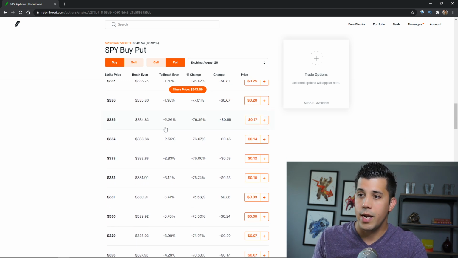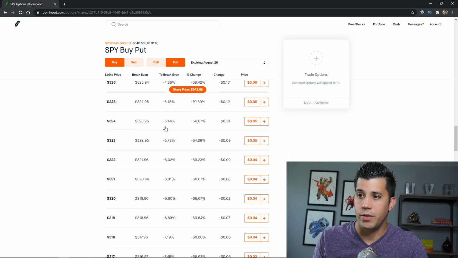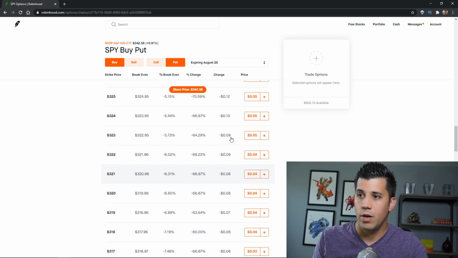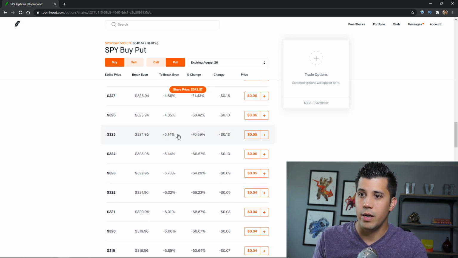And what I'm going to do is go for something cheap, just for example purposes only. Kind of go down here, something that costs like 2 cents or 5 cents or something like that. So okay, we'll do these right here. I'm going to buy this 325 put on SPY right now. It's 342. The likelihood of this happening is not very likely. That's why it's so cheap. But this is for example purposes. So I'm going to buy the 325. I'm just going to hit this little button here, this little plus sign.